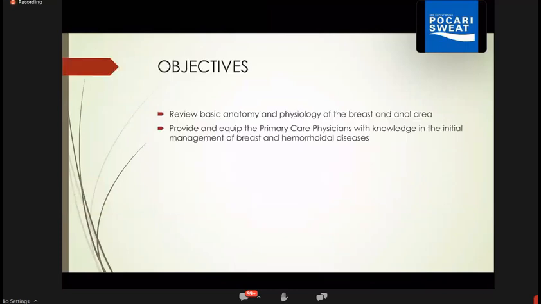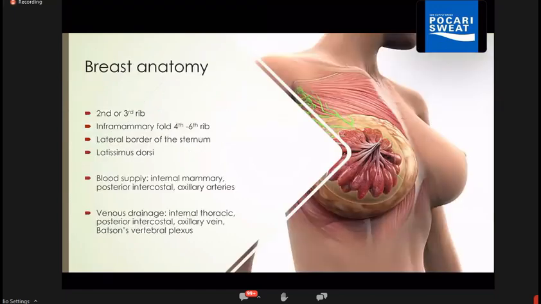Our objective for tonight is, one, we will review basic anatomy and physiology of the breast and the hemorrhoidal area, and equip the primary care physicians with knowledge in the initial management of breast and hemorrhoidal diseases. So let's start with the breast. As we know, the breast is an accessory organ. Both males and females have them. It is more developed in the females.